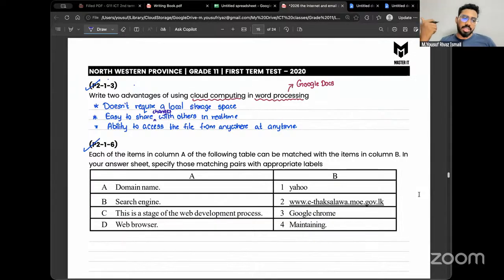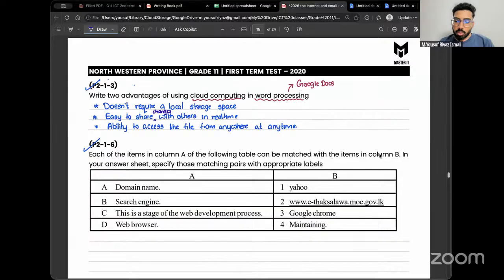In terms of cost saving, it depends on the application. There are some free and open source applications you can download and install as well. So in terms of cost, actually local computing applications are cheaper than cloud computing. So that's also wrong. Cost is not cheap.